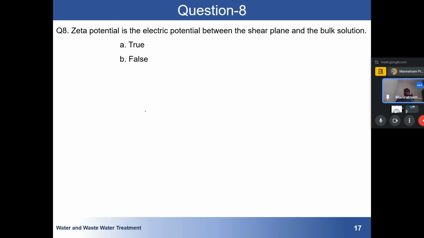Okay. So this is a theoretical question. Zeta potential is the electrical potential between the shear plane and the bulk solution.